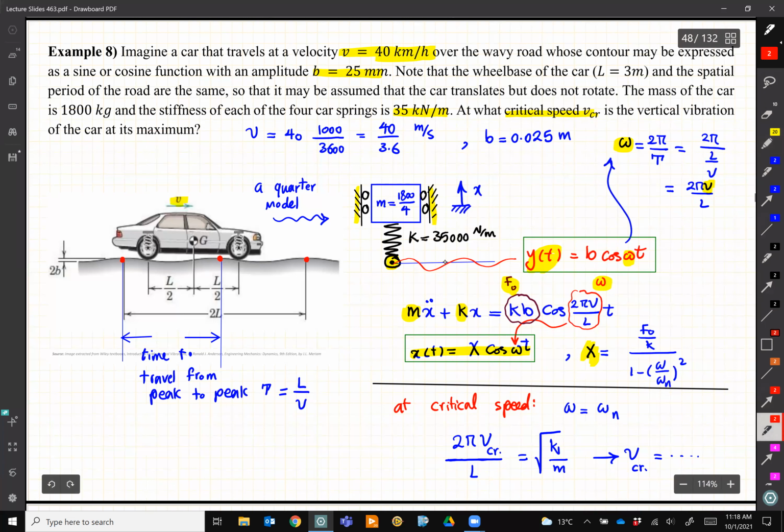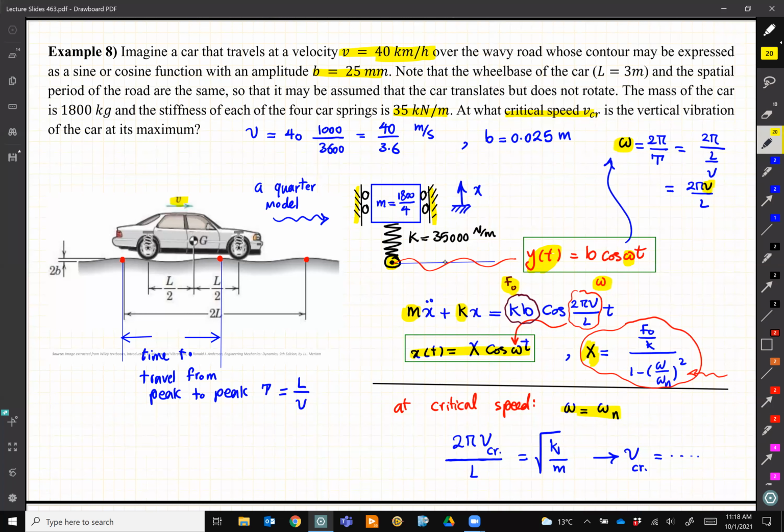If you look at only the math, we realize that vibration can go crazy if omega is equal to omega n, right? Remember when we talk about resonance, we said if omega and omega n are equal, the system goes to resonance and the vibration goes crazy. So for us to find the critical speed, the speed that vibration goes crazy, we just need to set omega equal to omega n.